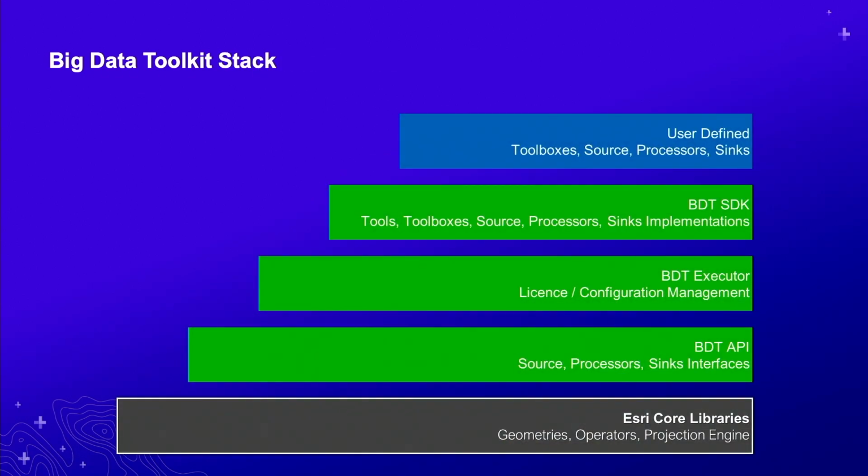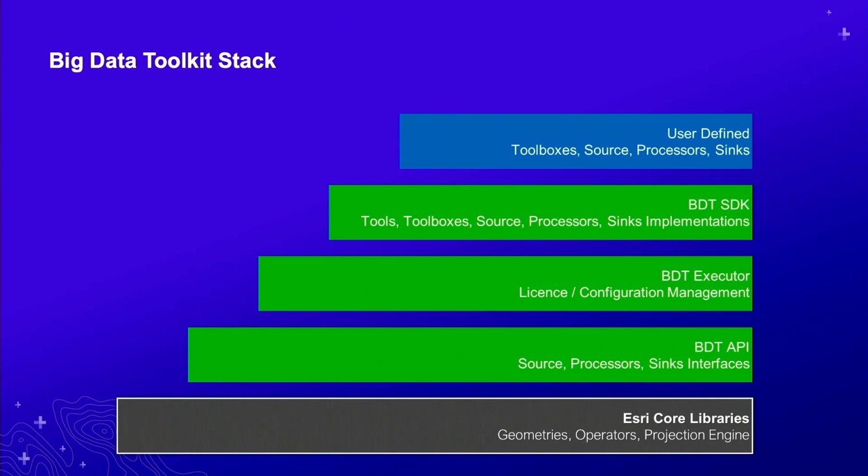So what's in the Big Data Toolkit? It uses the Esri core geometry library in order to perform various spatial operations. With the library, it also comes with a projection engine so that you can project from one coordinate system to another coordinate system on the fly. It comes with an API and SDK that are written in Scala. When you sign up for a BDT subscription, you get access to our private source code repositories. If Big Data Toolkit does not have what you are looking for, you can extend our API to write your own custom processors, sources, and sinks to implement your own business logic.